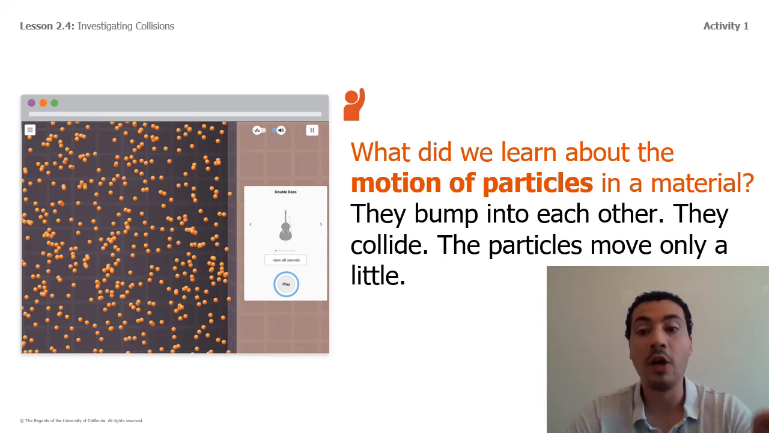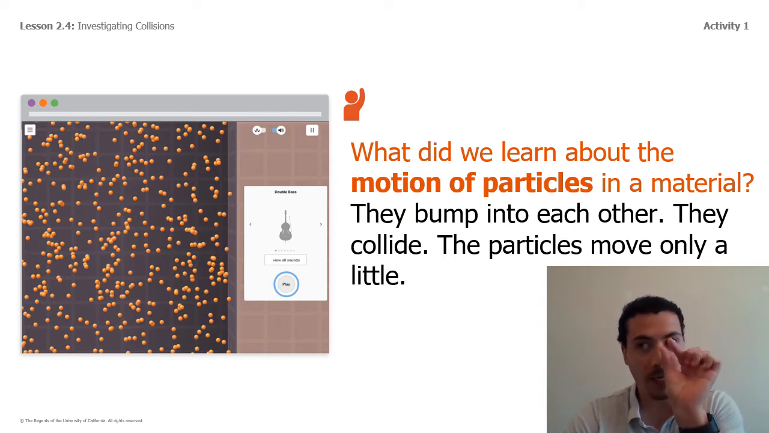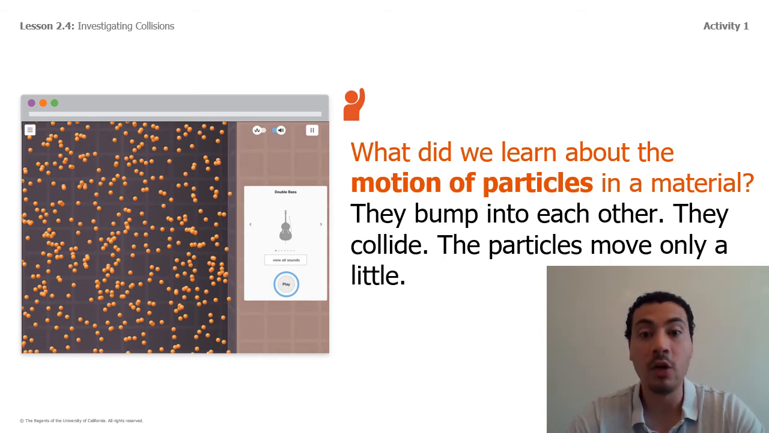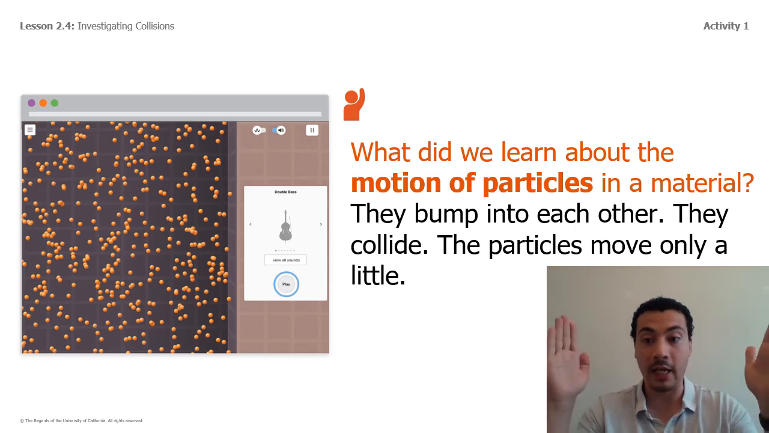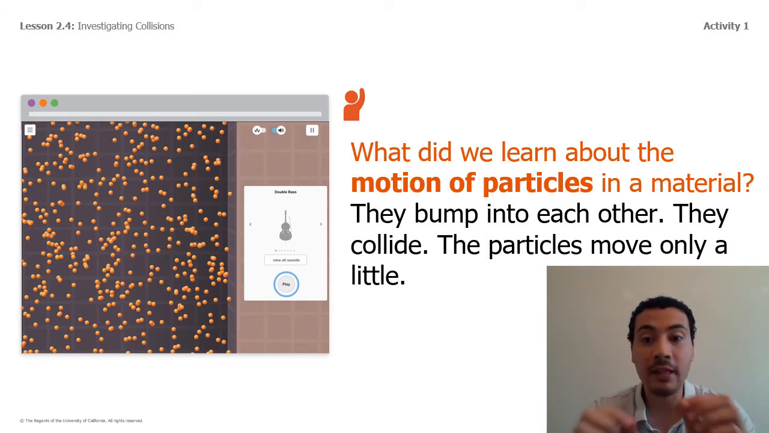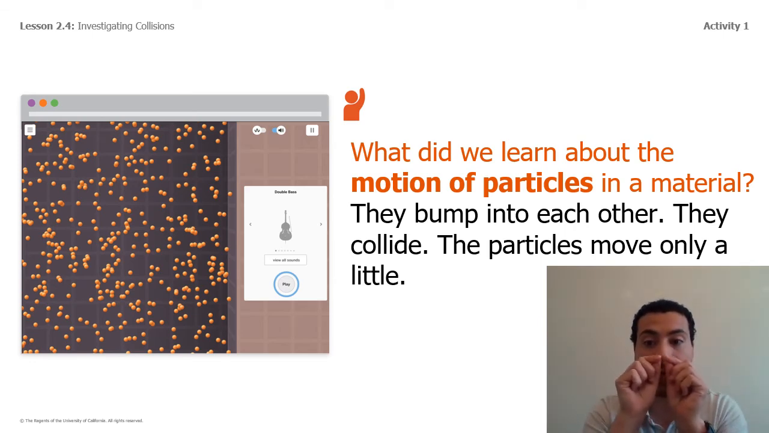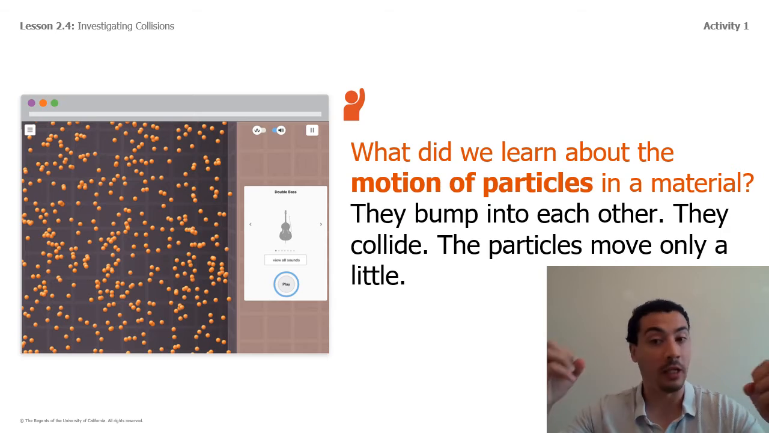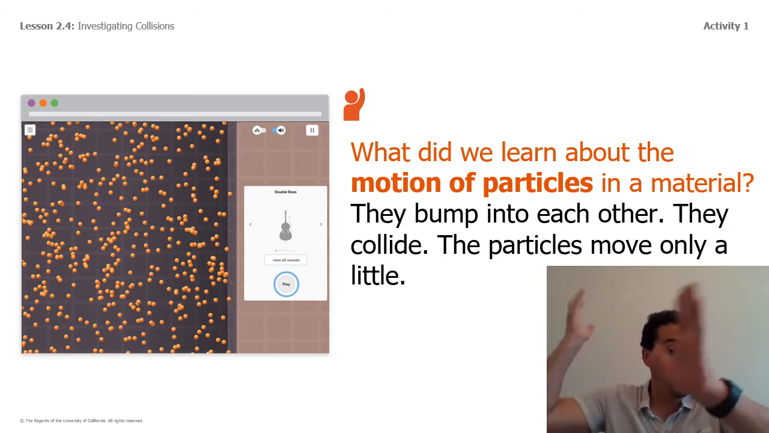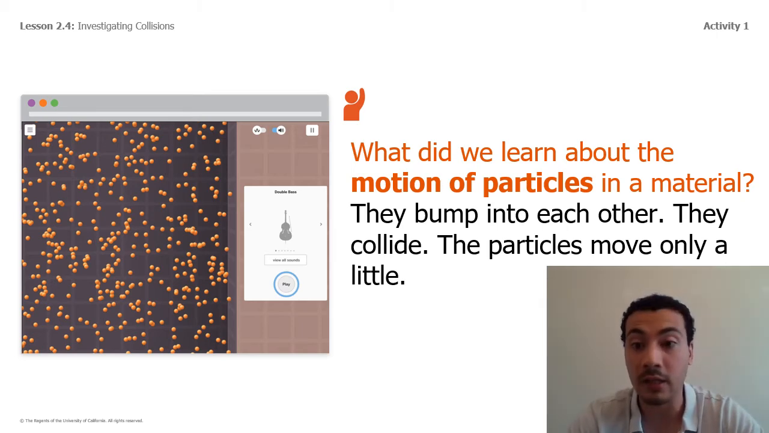What did we learn about the motion of particles in a material when we were using the simulation? First, remember when you highlight and select one particle, we learned that they bump into each other. Second, they collide. And then the particles move only a little. It depends on the amount of energy that is being released. For example, think about when you are listening to loud music. That speaker is releasing a lot of energy, so the particles are moving a lot.